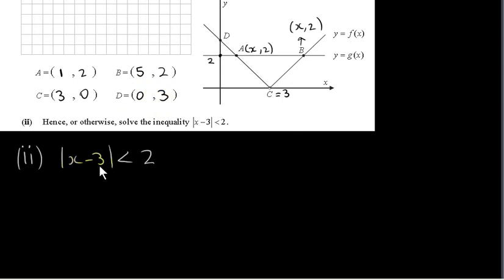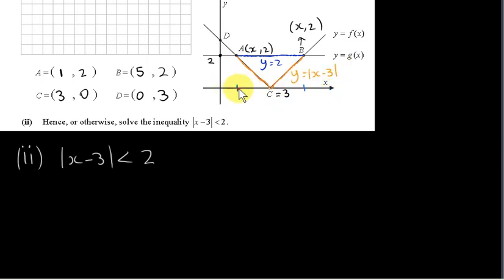Next, we want to solve the inequality, the magnitude of x minus 3 less than 2. This is part of the graph of the magnitude of x minus 3, and this line segment is part of the graph of y equals 2. I'm showing y equals 2 in blue, and I'll do the other one in a yellowish color. This is y equals the magnitude of x minus 3.